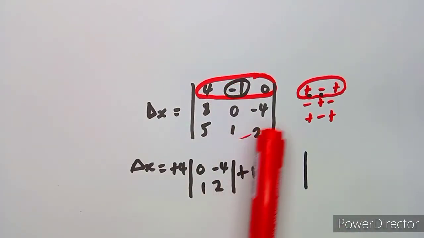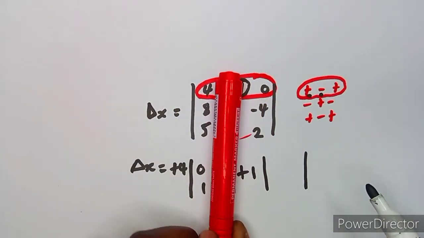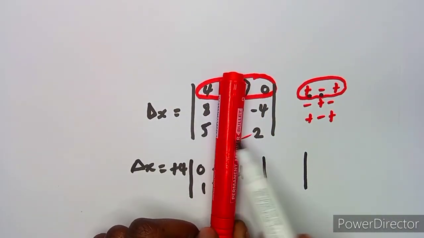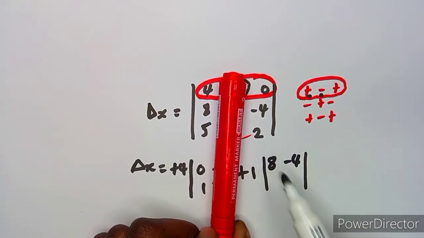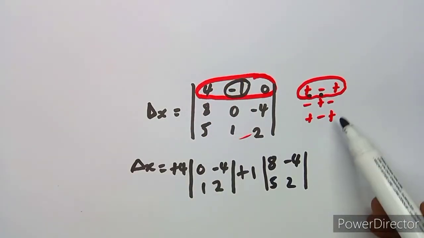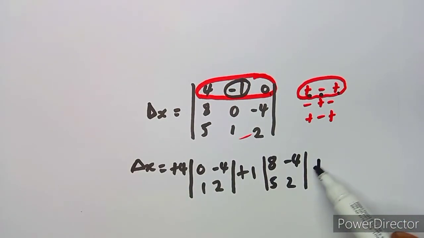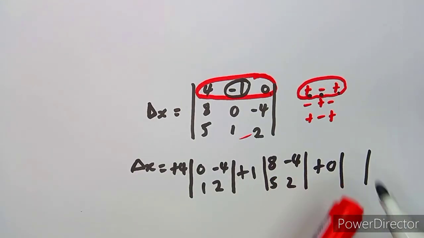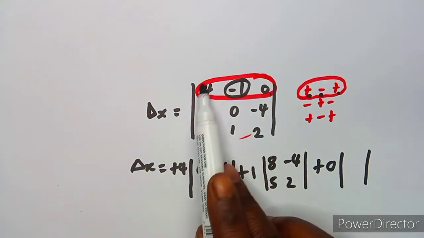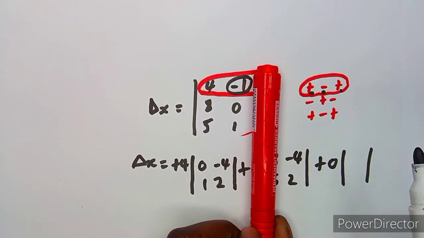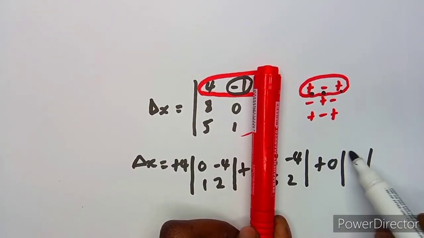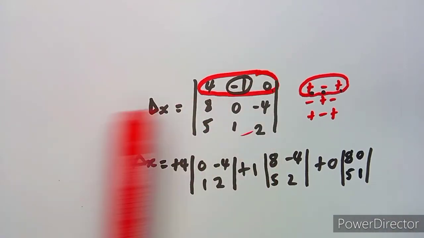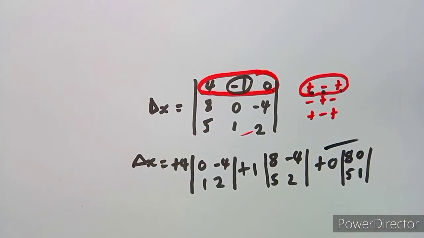What you're going to do is close the row. It is already closed, so you just close this column. You're going to be left with 8 minus 4, 5 and 2, plus 0 there. Whatever you're going to obtain, this is 0, guys, so there's nothing. But the row is already closed, so you close this column where there is a 0 here. You will be left with this 2 by 2 matrix, 8 0 5 1. But any number times 0 is 0, so there's nothing here.